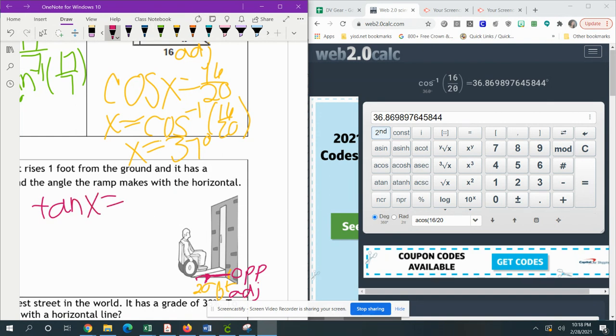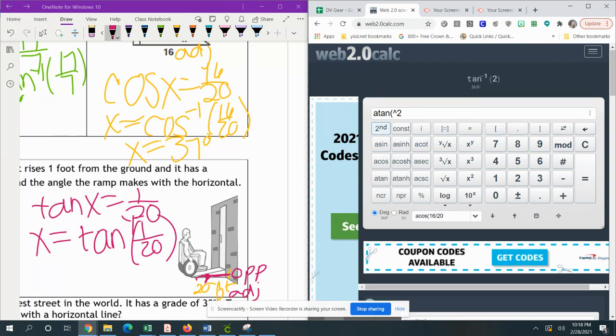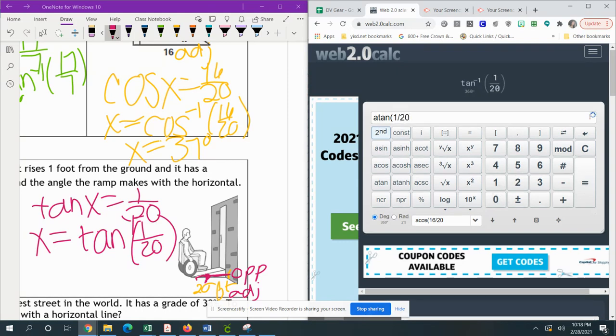We don't know what our angle is. Tan of x degrees equals the opposite, which is 1, over adjacent, which is 20. To solve for x, when we're looking for the angle, we're supposed to use inverse tangent. So inverse tangent of 1 over 20. I'm going to put that in my calculator. Let me clear this. We're going to put inverse tangent of 1 over 20. We hit enter, and that gives me 2.86.